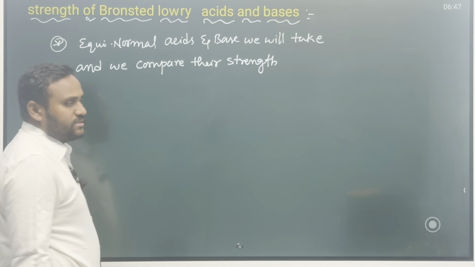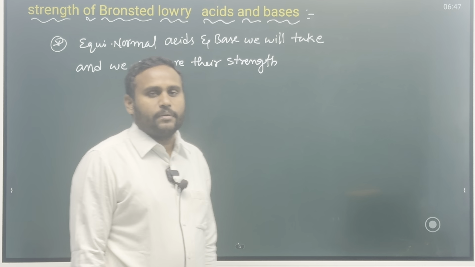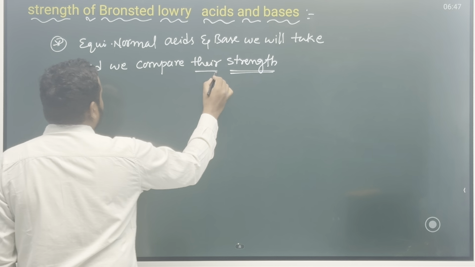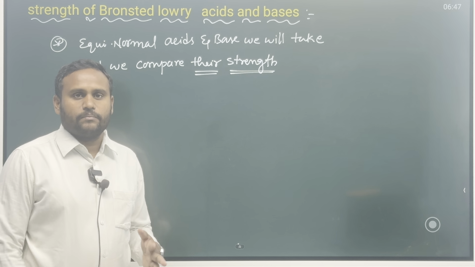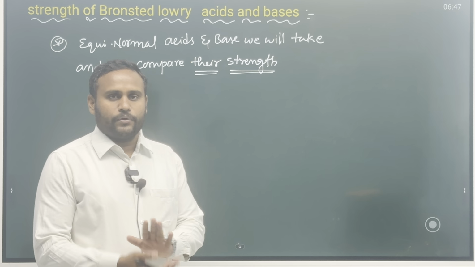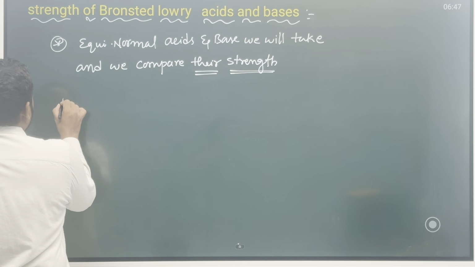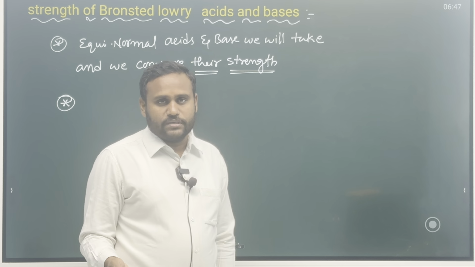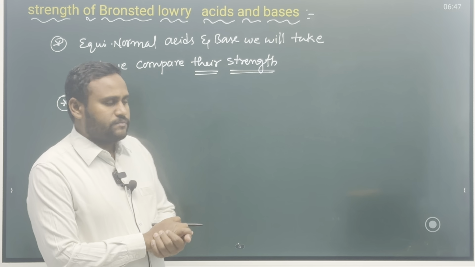Here strength means how many H plus ions they produce, to what extent they produce H plus ions. That is the strength of acids. And how many OH minus ions they produce is the strength of bases. Okay. See here, we can take different types of solvents to compare the strength of acids and bases.